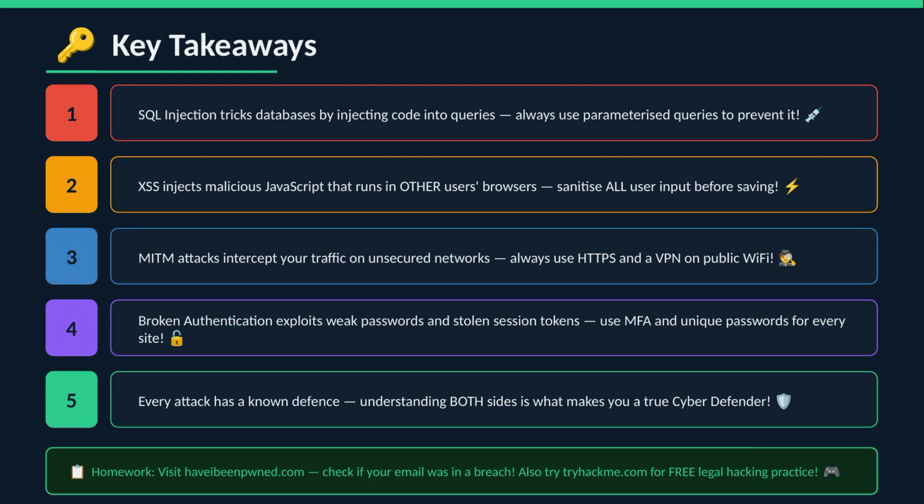For homework, 2 parts. Part 1. Visit haveibeen.com and type in your email address. It will tell you if your email has ever appeared in a data breach. Part 2. Sign up for free at hijack.com, a completely legal platform where you can practice these exact attacks in a safe environment. In session 4, we are going to learn how to build defenses, firewalls, encryption, and how real security teams protect systems every day.